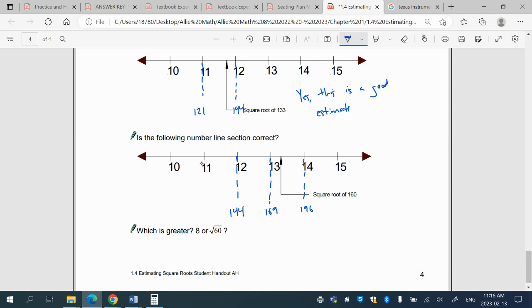So is this a good place to put 160? No, it has it above 169. A better prediction would maybe be kind of the same distance from the 13, but on the other side. So maybe this is a better prediction. So no, this is not an accurate estimate.